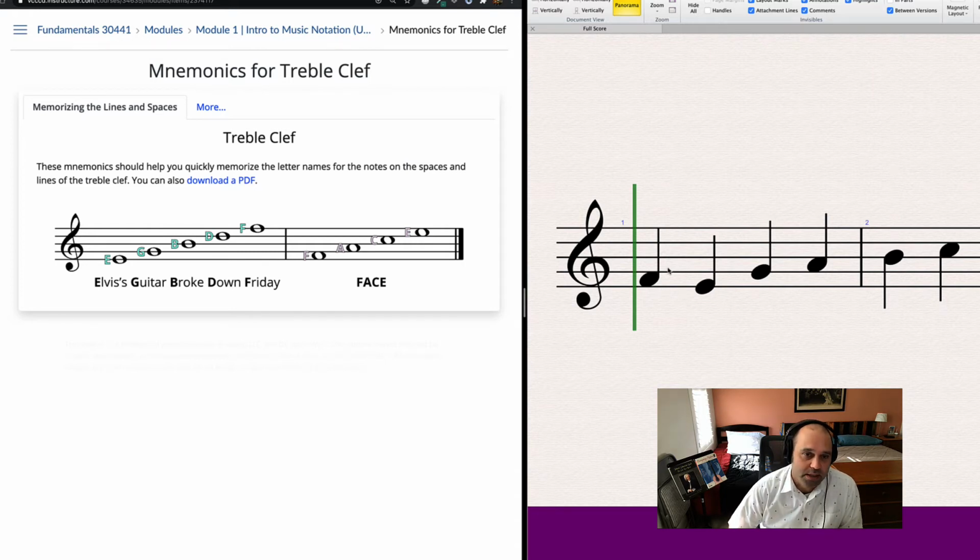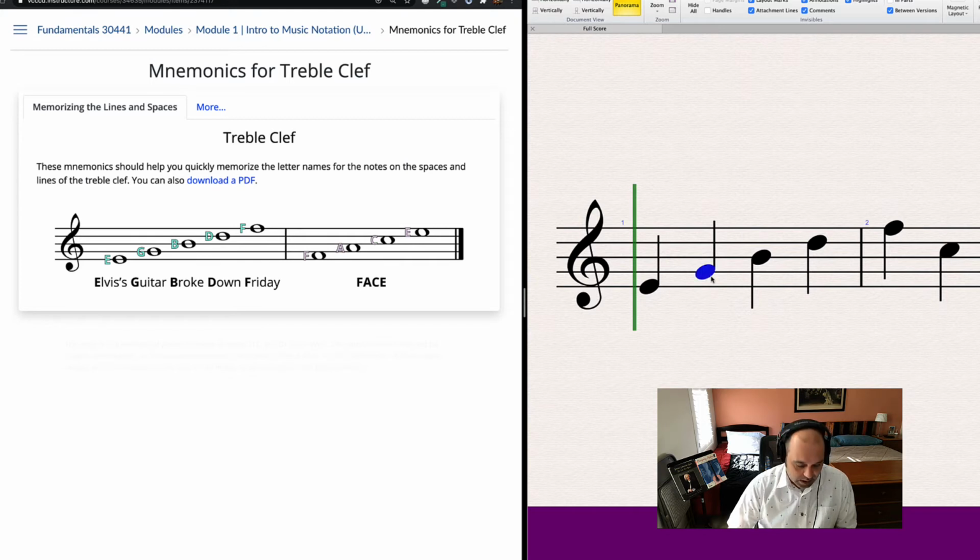Now, the other nice way to be able to kind of jump around the notes and learn and memorize these notes really fast is to be able to skip around. So we have two ways of skipping through the notes. We go E, G, B, D, F. So all the lines is one way, right? And that's skipping a note each time, but notice we're always on a line, right? So if we memorize just the lines, we can quickly figure out anything on a line. And I like Elvis's guitar broke down Friday.